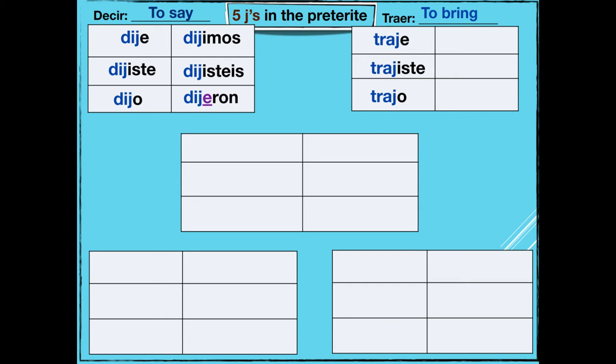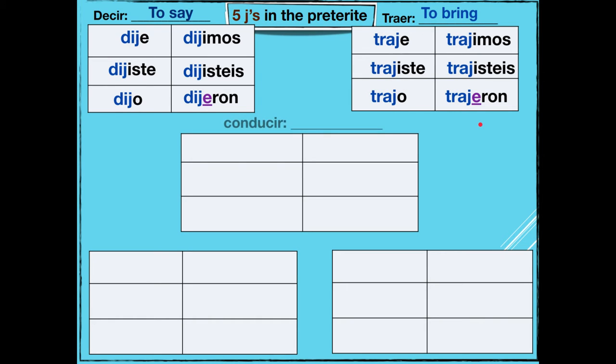I hope you guys were right. Trajo. What would the next one be then? Look at the patterns for the endings. Trajimos, we brought. Trajisteis, y'all brought. Trajeron, they brought. Okay? So pretty simple. They follow the same endings so far, right? And then again, they have the J's in it, right?